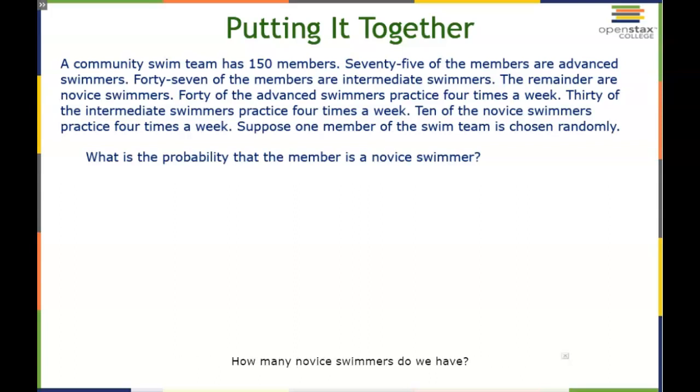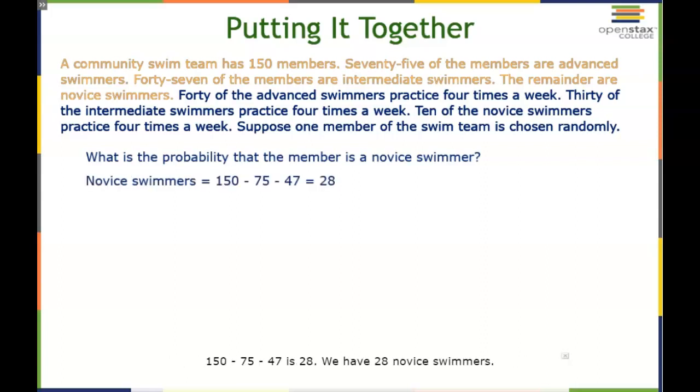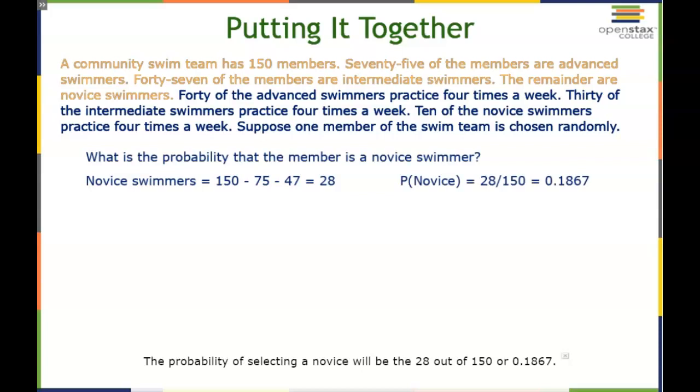How many novice swimmers do we have? We have a total of 150 members. We have a total of 75 advanced swimmers, 47 intermediate swimmers. 150 minus 75 minus 47 is 28. We have 28 novice swimmers. The probability of selecting a novice will be 28 out of 150, or 0.1867.